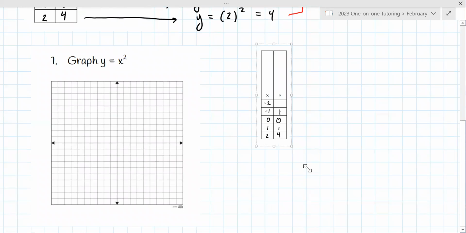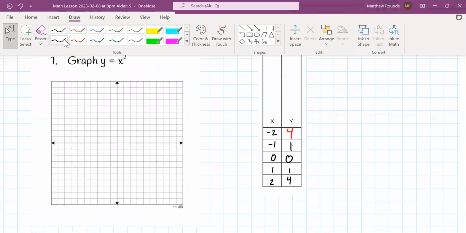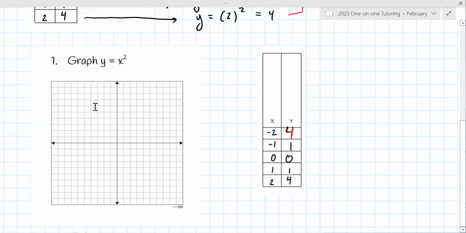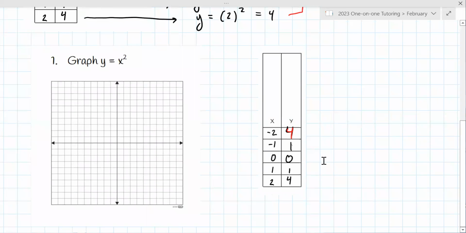So we're going to use this table here. Let me fix this. I don't know why I didn't put it in the other table. These are ordered pairs to graph. The coordinates are x comma y. So this first one is -2, 4. That means to go from the origin, go left 2, and then up 4.